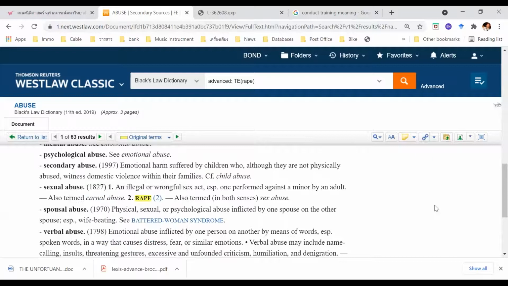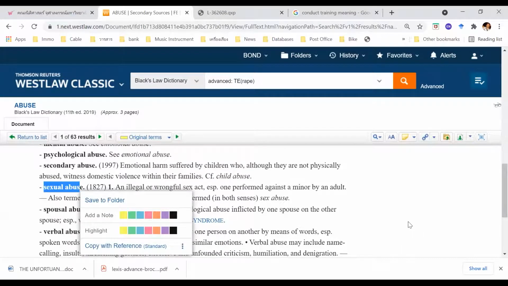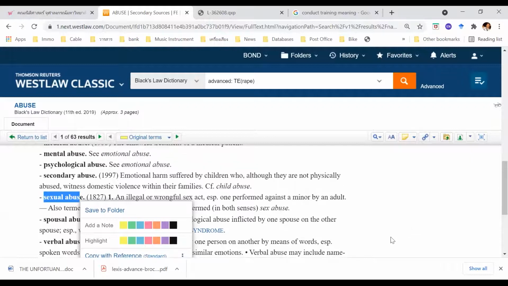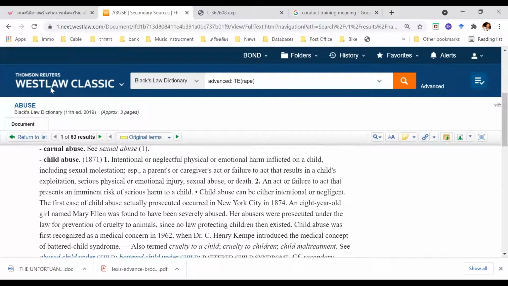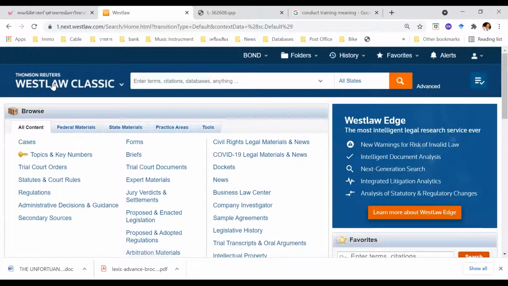So sexual abuse means an illegal or wrongful sex act. It's easier to understand on this. Another easy word to understand, rapes. So I'm clear on that. Oh, sexual abuse. The legal use is this one, sexual abuse. Maybe next time I use sexual abuse or rapes. So this is a very useful dictionary for you to apply for doing legal research.